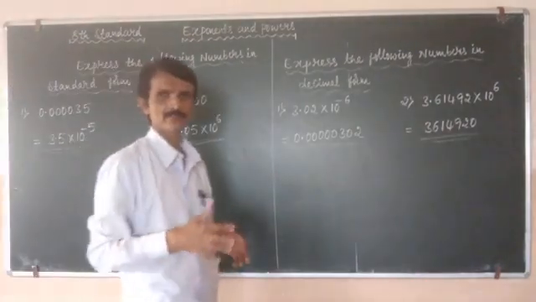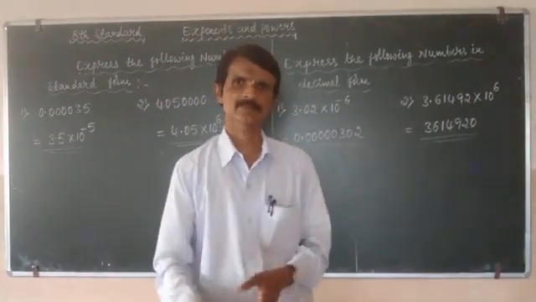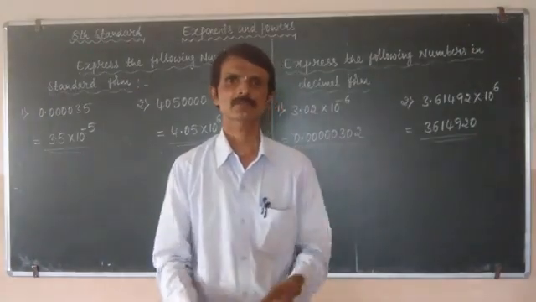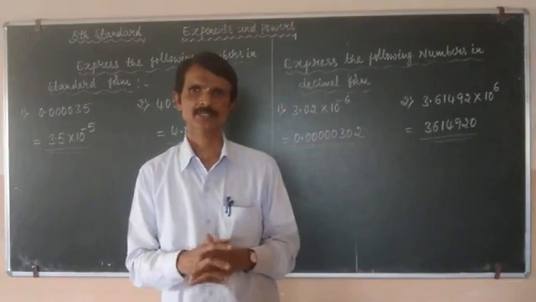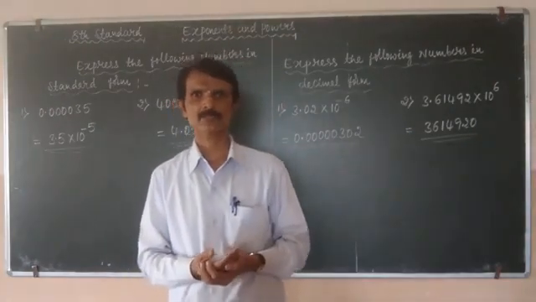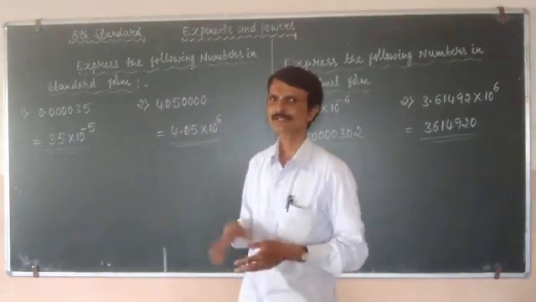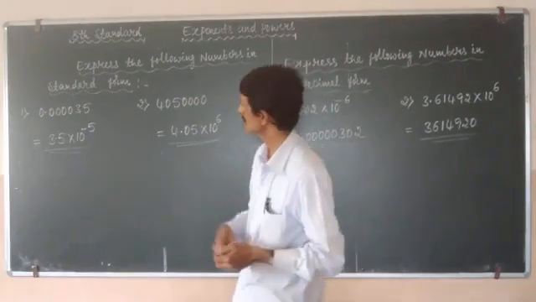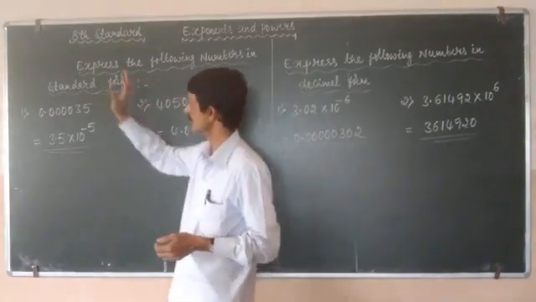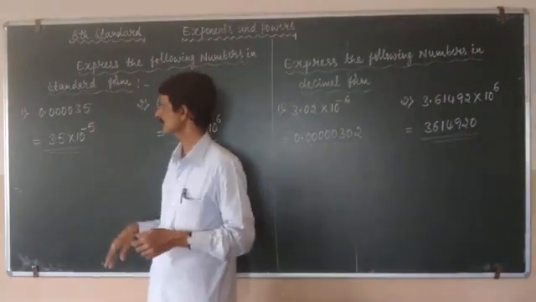Now students, we have come to the last part of this chapter. Already I have told you how to write positive exponents in exponential form, and negative exponentials as positive exponentials. So exponentials are also used to write the larger numbers and the smaller numbers. Observe here, we express the following numbers in the standard form. So we have to express the given numbers in the standard form.